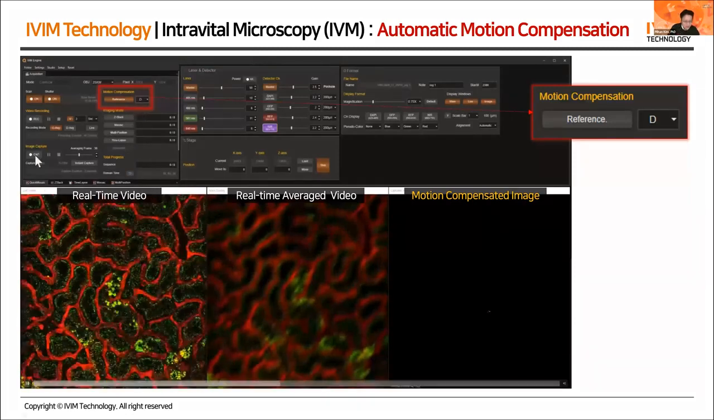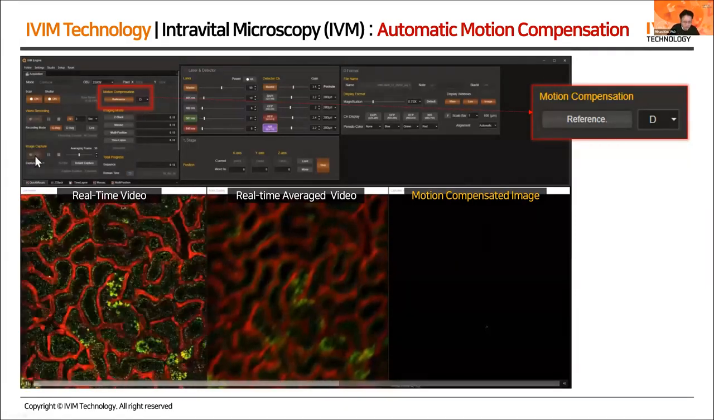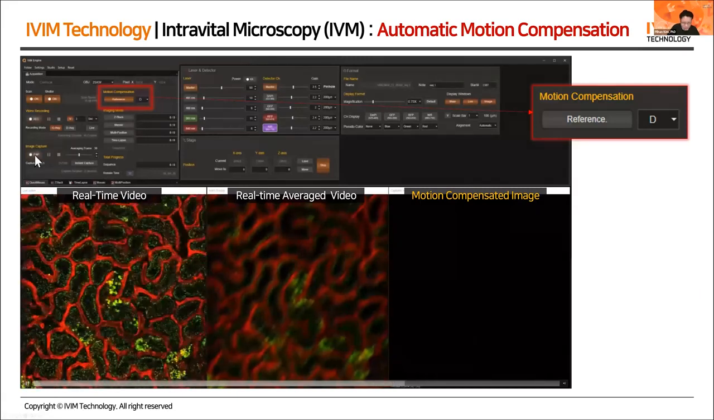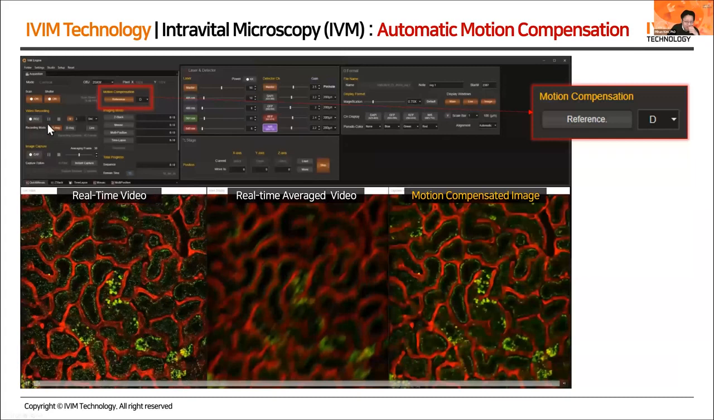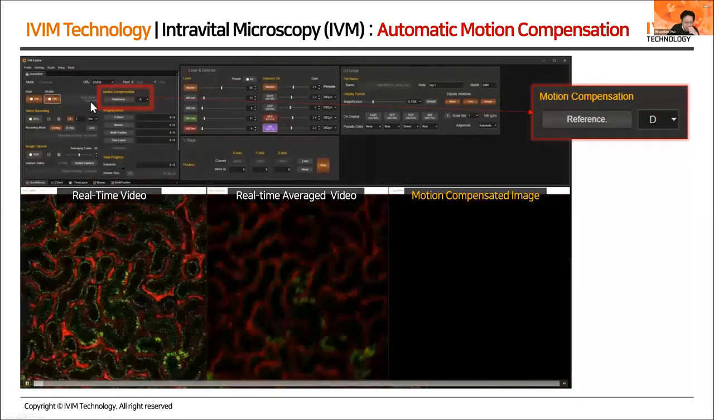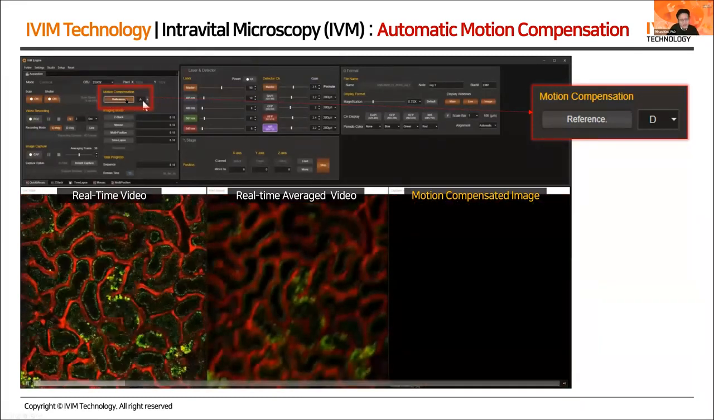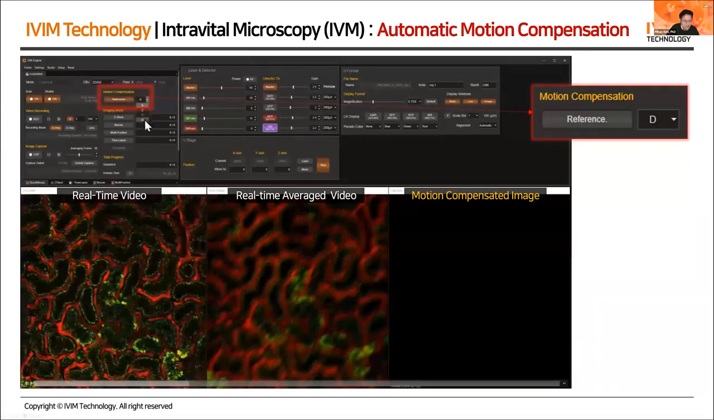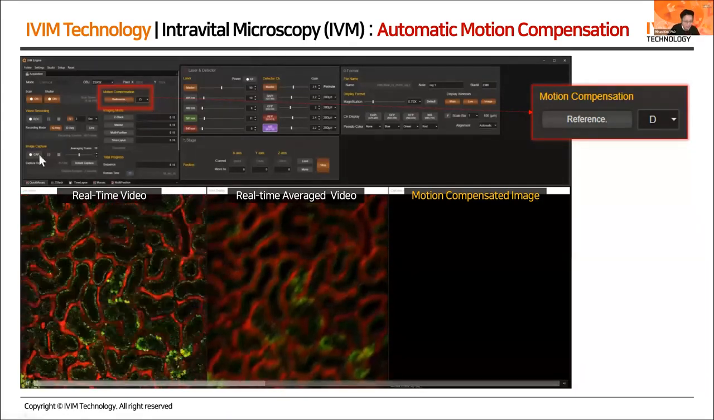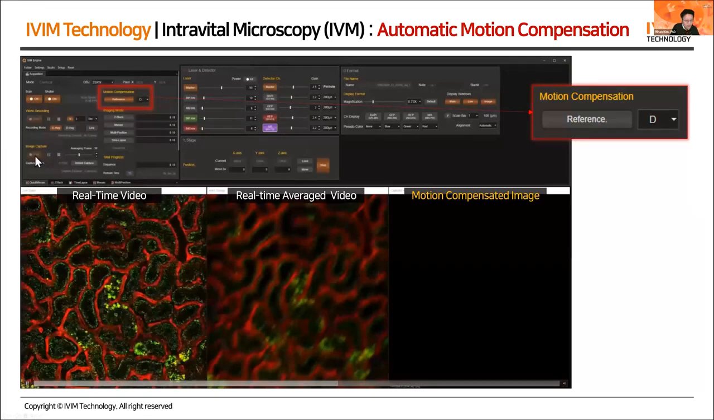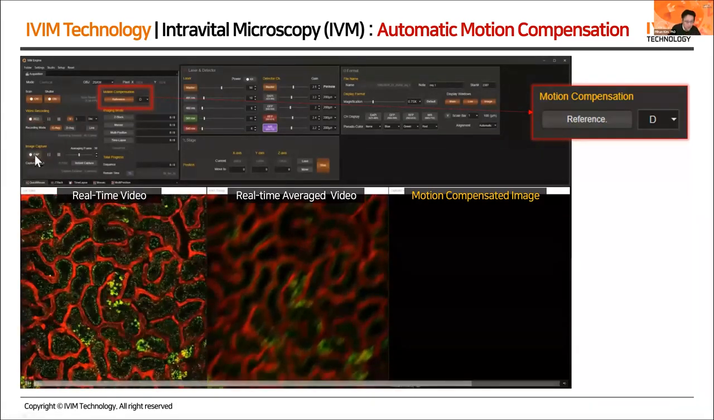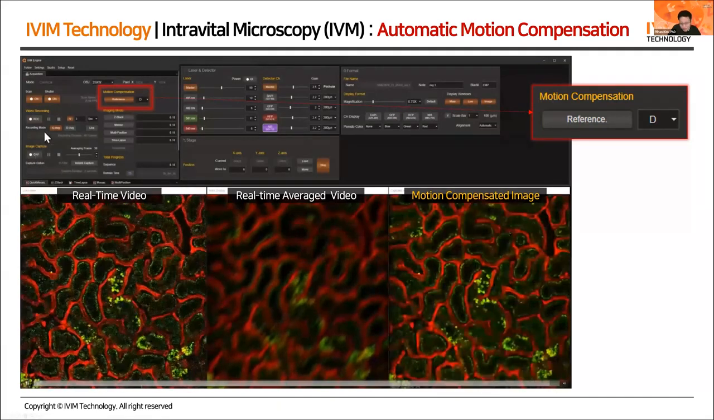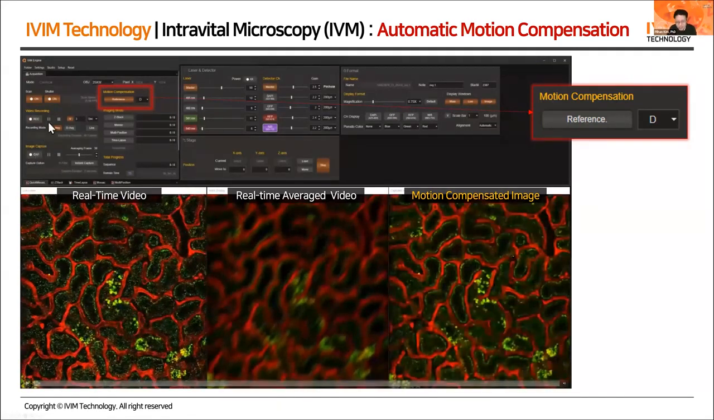So this is the video capture of our software. On the left-hand side, this is the real-time data. And what you need to do is just activate the motion compensation function and select which color, which detector to use to calculate the motion. And then just a single click of this capture button. Then you can get these compensated images within seconds.